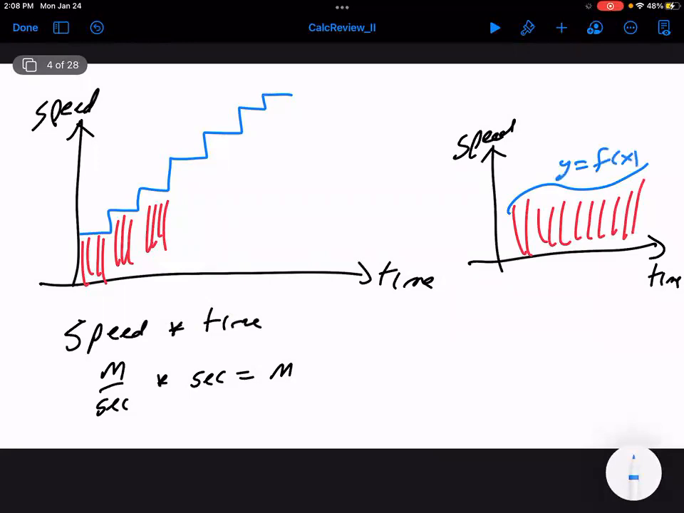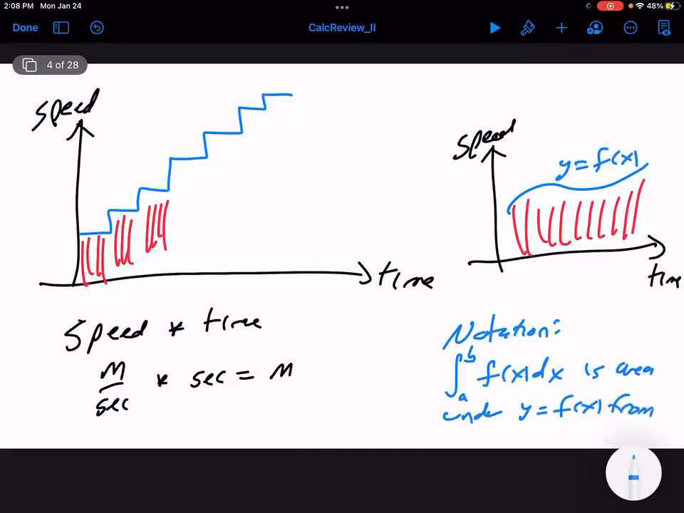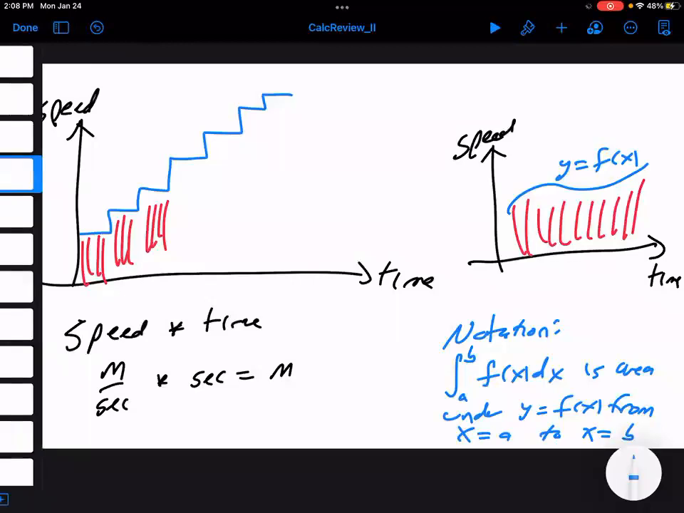So this is the curve y equals f of x. And so we use the following notation. This is the integral sign. It means the integral from a to b of f of x dx is the area under y equals f of x from x equals a to x equals b. So this is just notation at this point. We're using this to denote the area under the curve. We can approximate the area under the curve, and we can approximate it with lower and upper sum approximations.